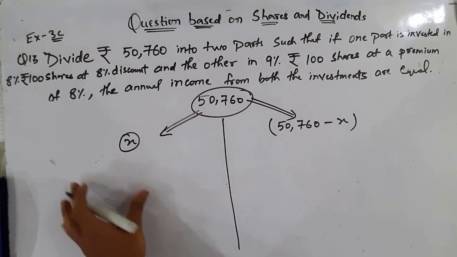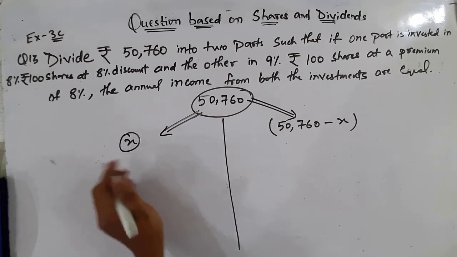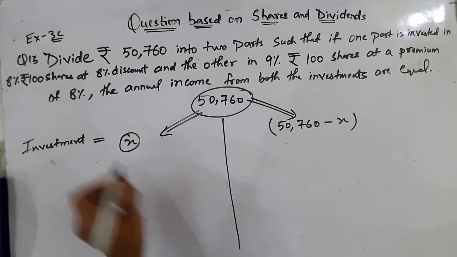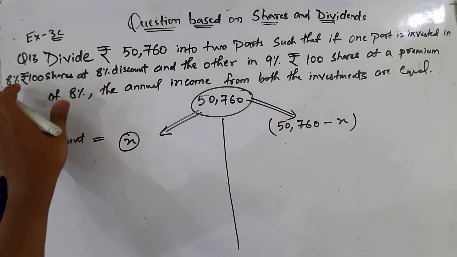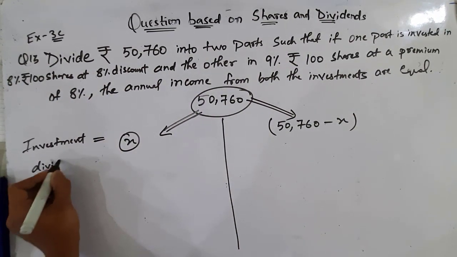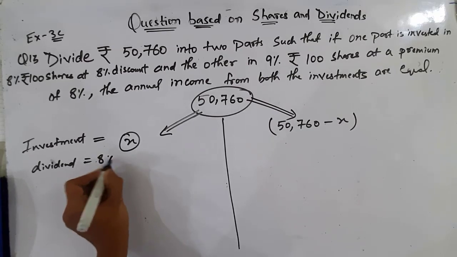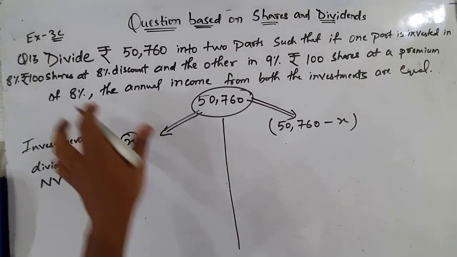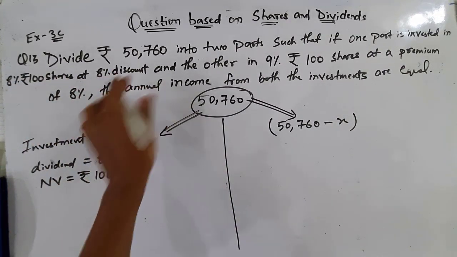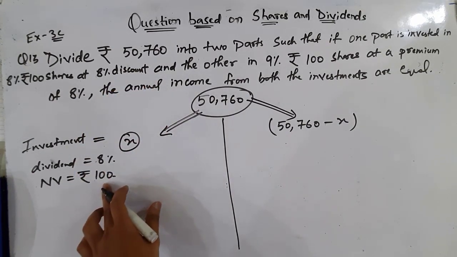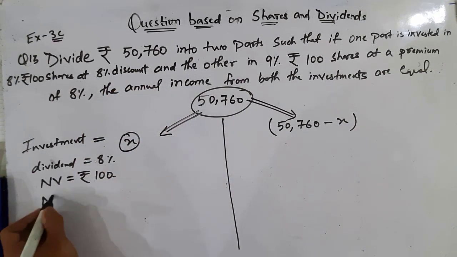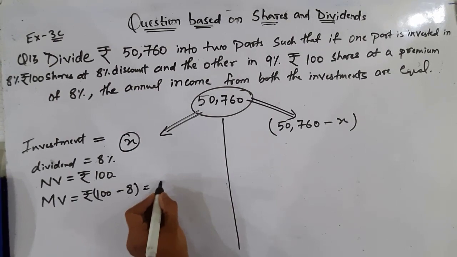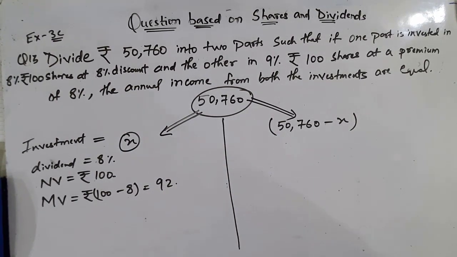So we can consider two different companies here. In the first company the investment is X. Here 8% is the dividend and the nominal value is rupees 100. This share is available at 8% discount. We know that 8% of nominal value comes to 8 rupees. So discount means you have to find rupees 100 minus 8. This means the share is available at 92 rupees. Similarly here also.